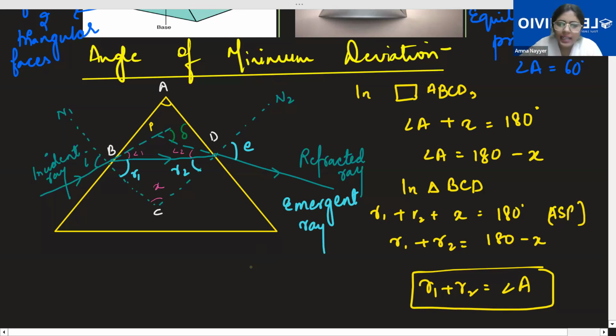X, you can take anything. X is an angle only. You can take it as theta, whatever is convenient. It's just a variable.